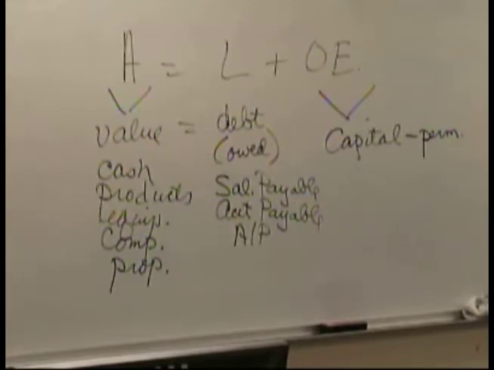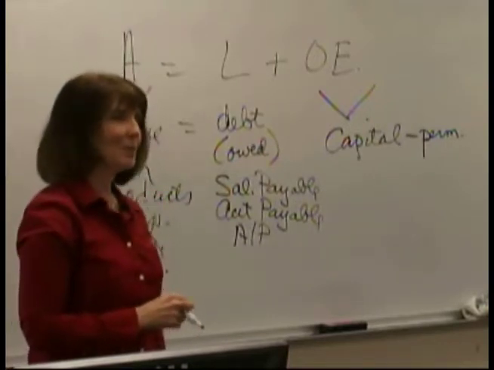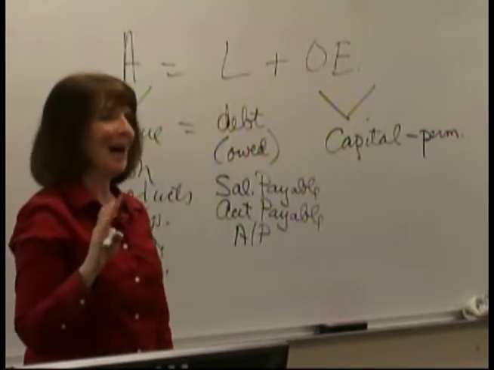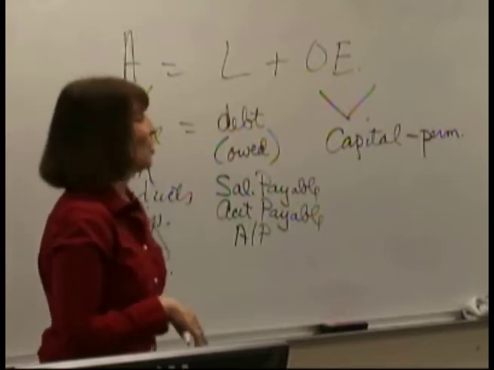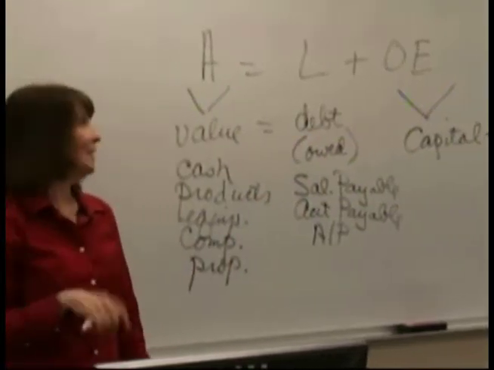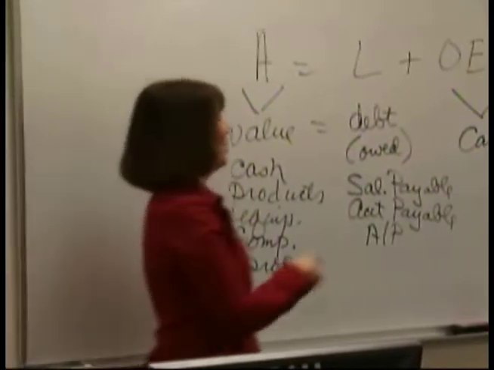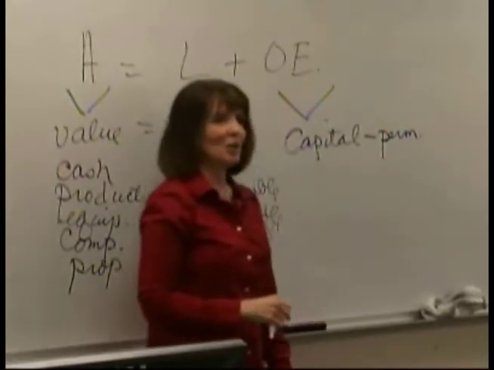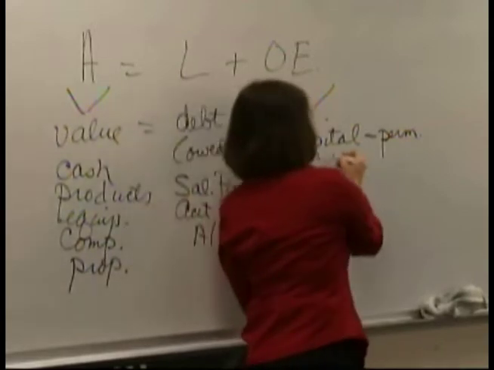Permanent. Because will you want to ever close out your capital account? No. If you close out your capital account, what happens? Your business goes goodbye, which does happen a lot. So capital is a permanent owner's equity account. Now, there are categories that fall under it that are temporary in nature. Let's talk about them.